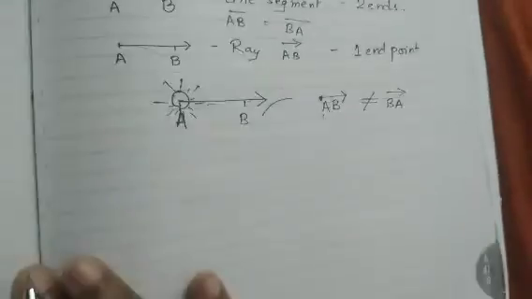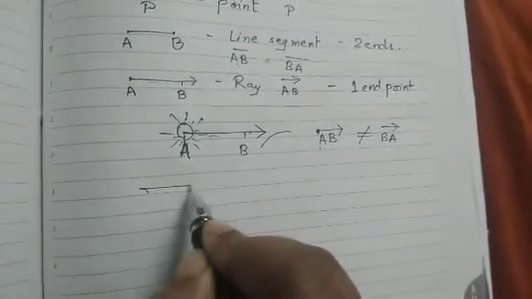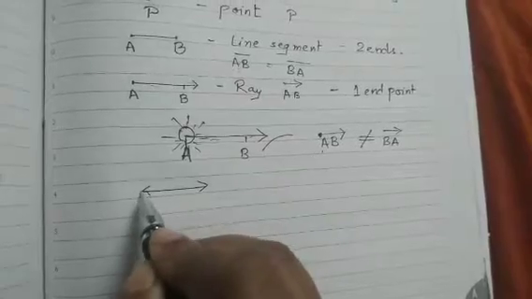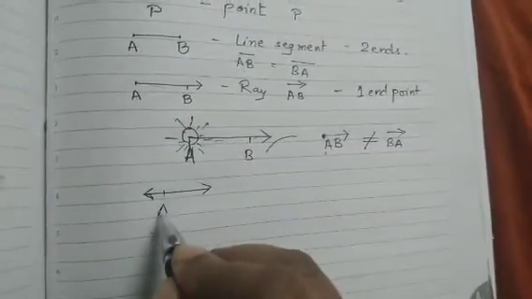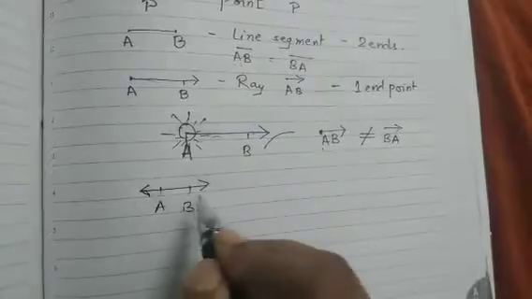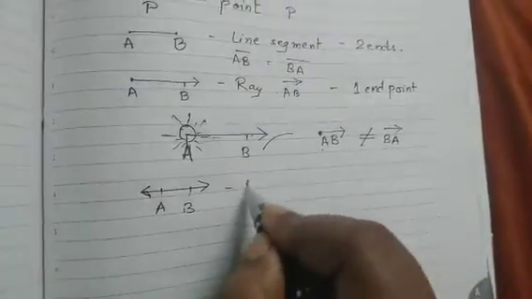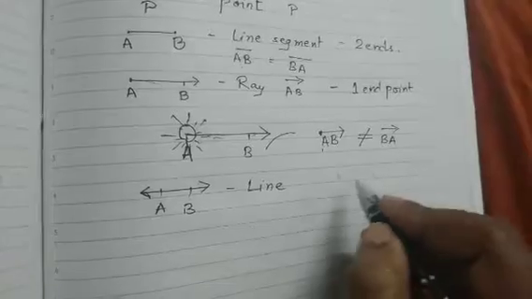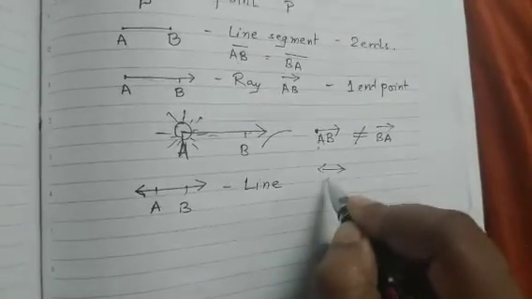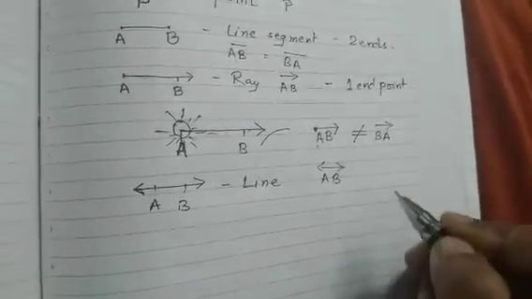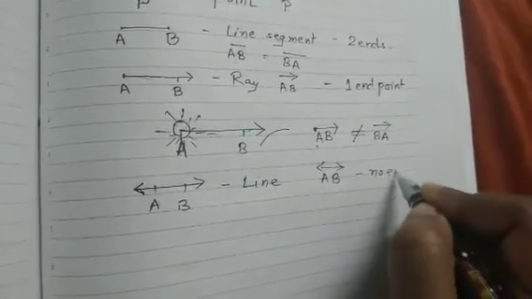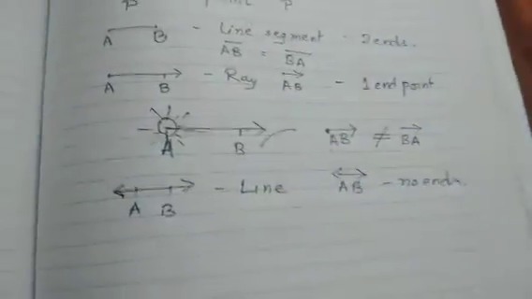Now, what if it does not end on either side? Then I call it a line, and I represent it as line AB. It has no ends. So we talked about a point, a line segment, a ray, and a line. I hope that up to this much it is clear to you.